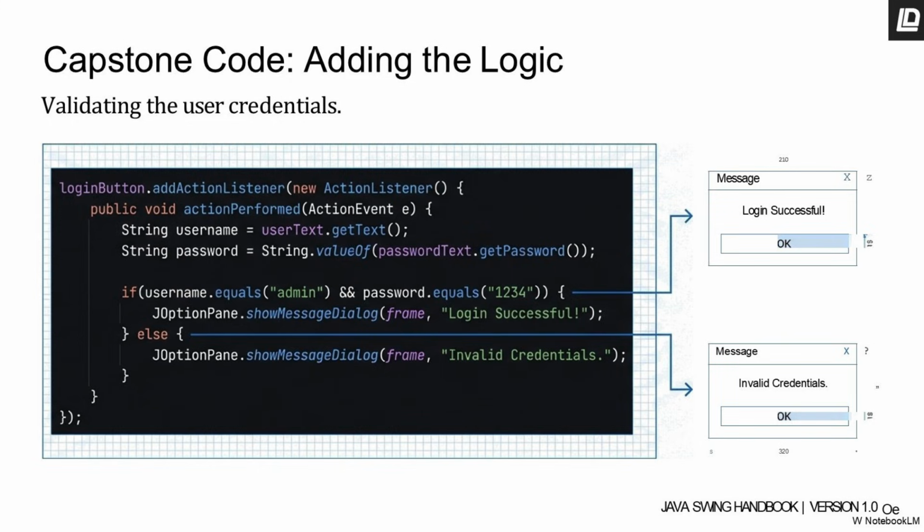This logic is usually placed inside the button's event handler, keeping the UI interactive. In short, validation logic turns your login form from a static interface into a functional, responsive application.